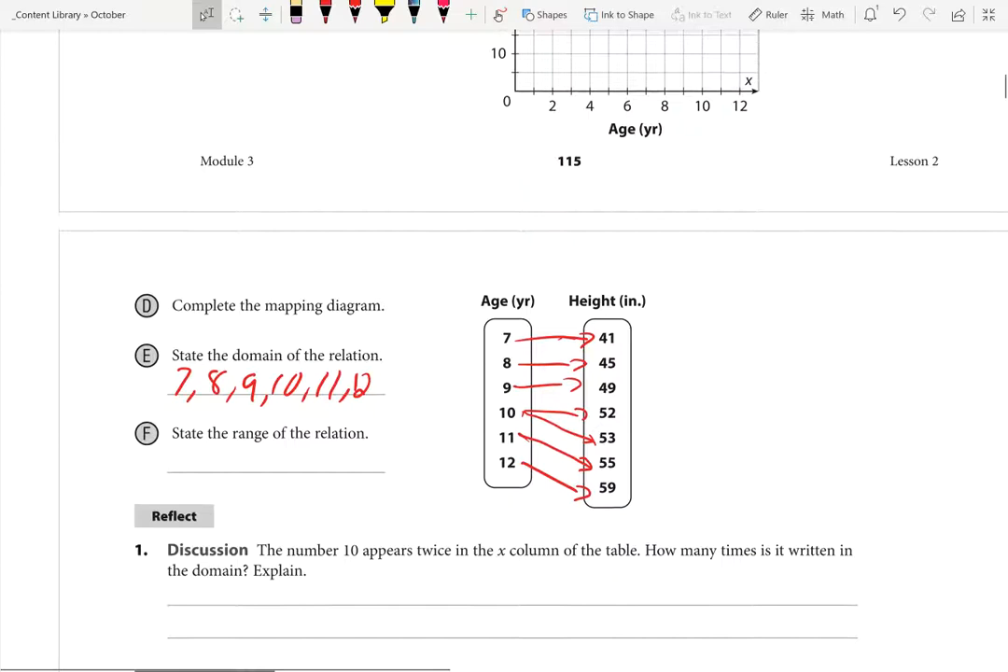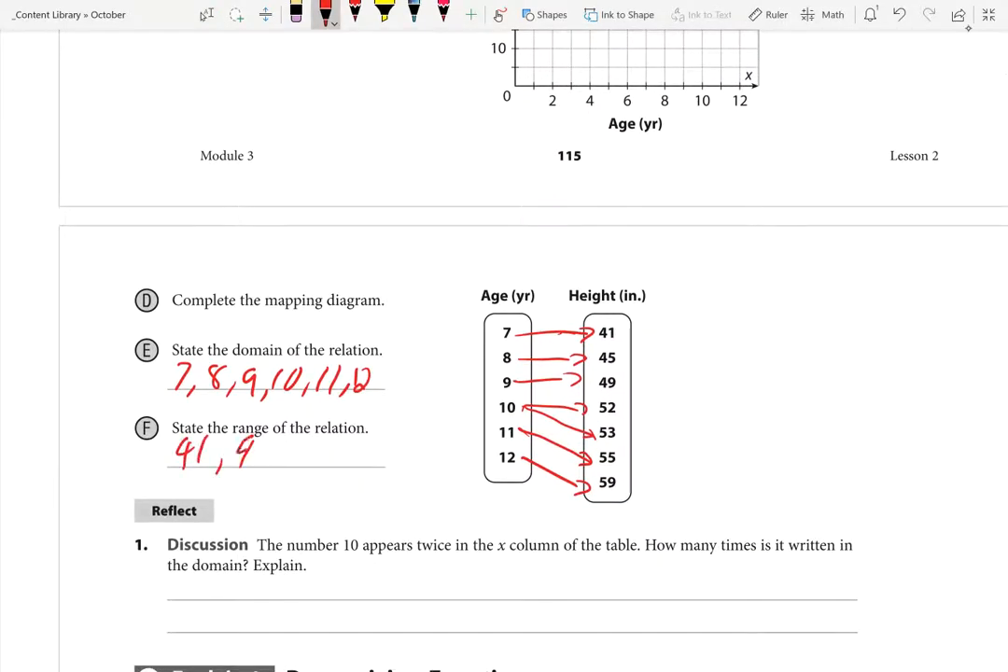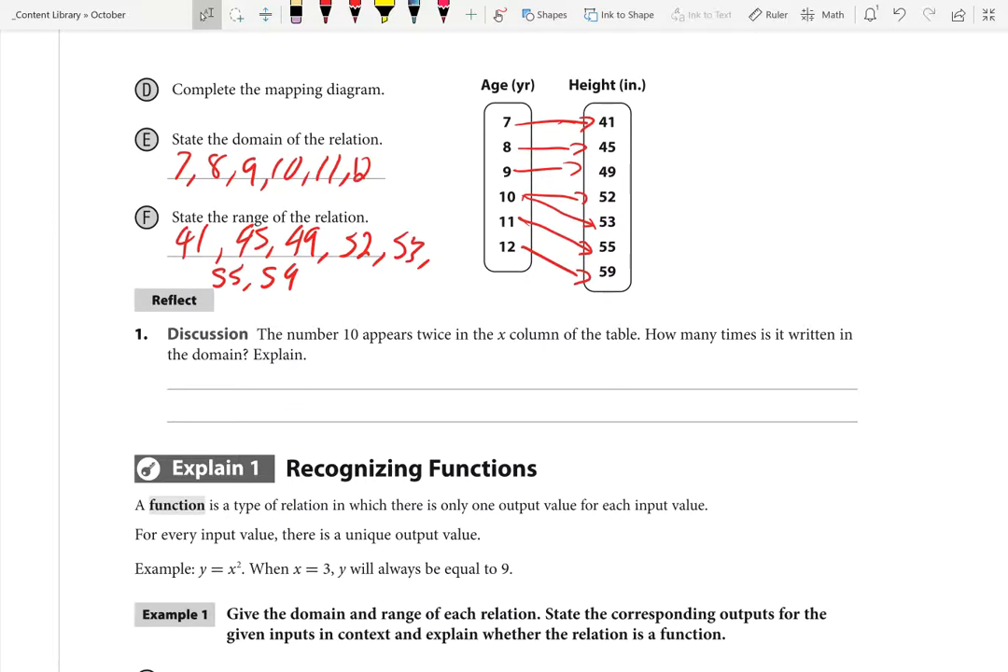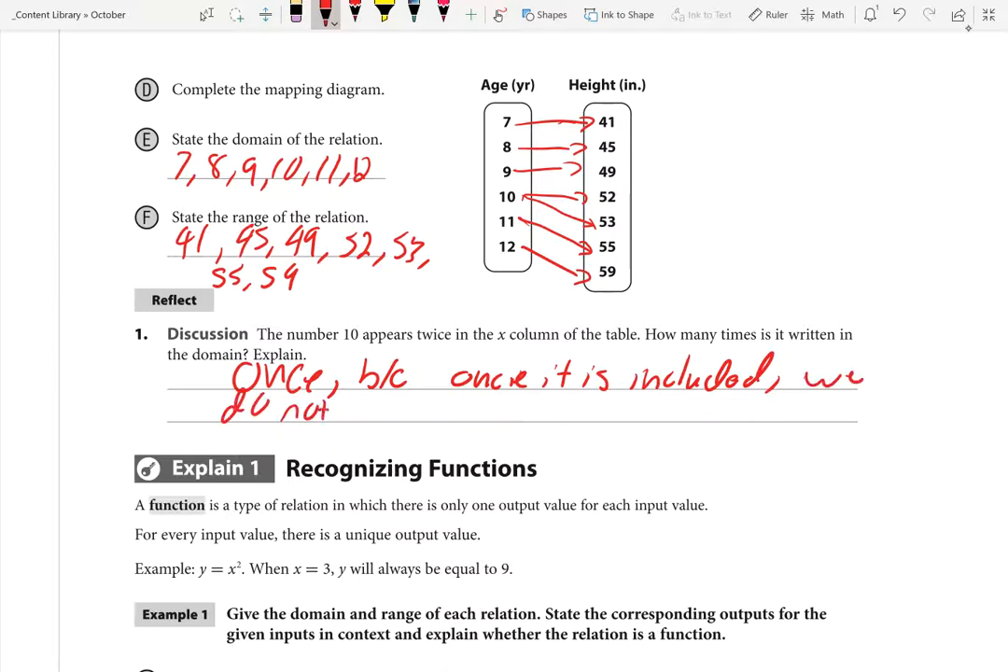The range, however, is all the output values. So we have 41, 45, 49, 52, 53, 59, and 55. The number 10 appears twice in the x column of the table. How many times is it written in the domain? Once, because once it is included, we do not need to duplicate it.